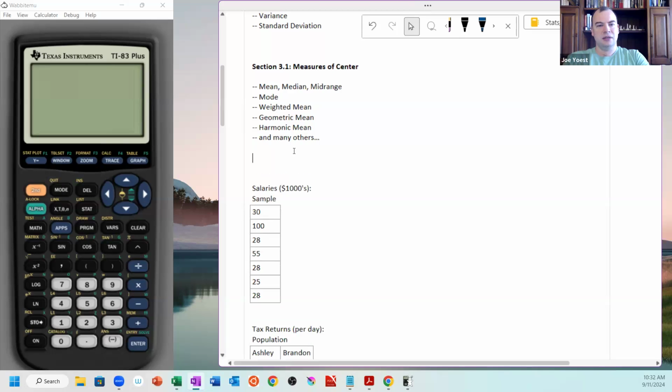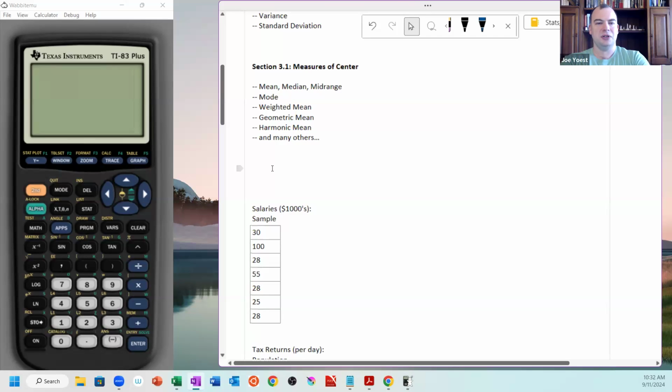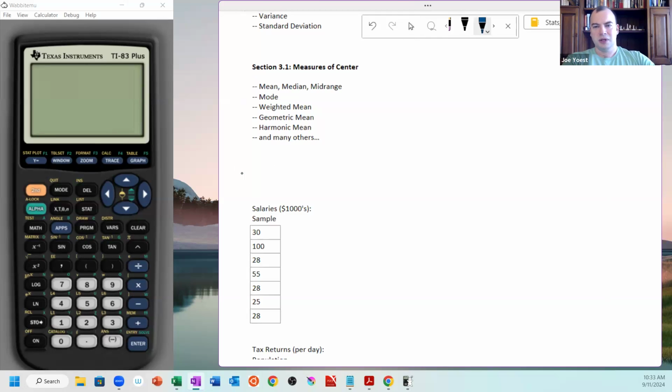So what is the goal of a measure of center? If I compute a number and I say this is the measure of center and I'm going to report to you a number that's a descriptive metric of a given data set, what is the piece of information I want to convey to you? Well, I want to convey something like, what does the typical data value look like?